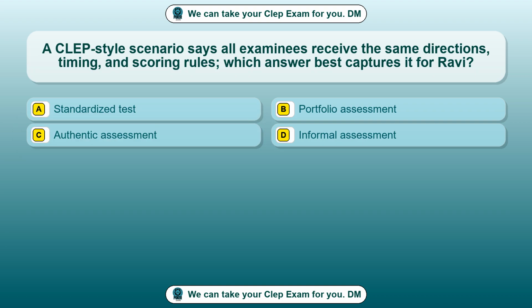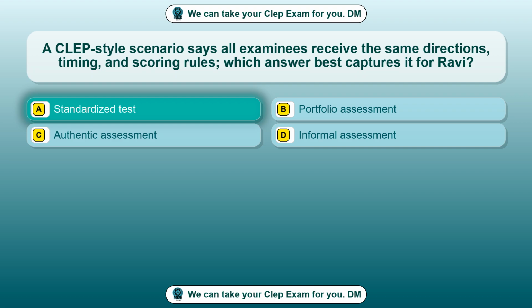Question 58. A CLEP style scenario says all examinees receive the same directions, timing, and scoring rules. Which answer best captures it for Ravi? Option A, standardized test. Option B, portfolio assessment. Option C, authentic assessment. Option D, informal assessment. The correct answer is option A, standardized test.